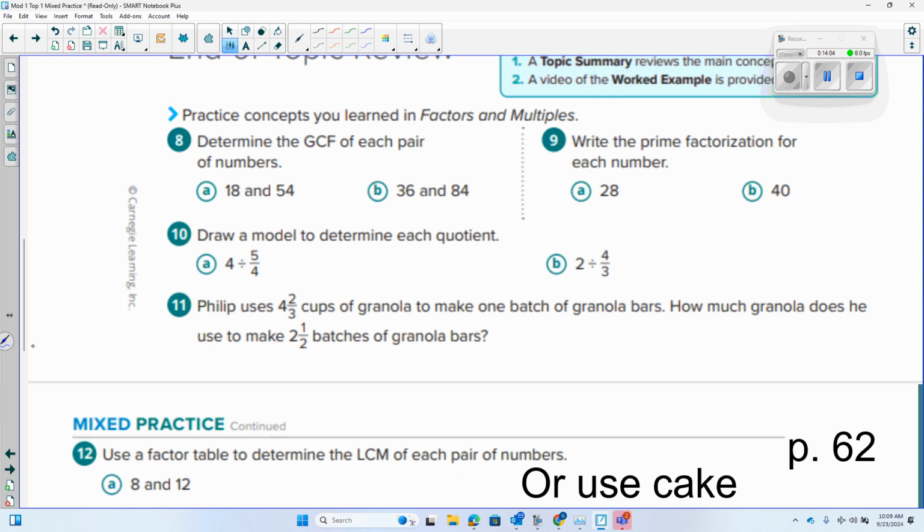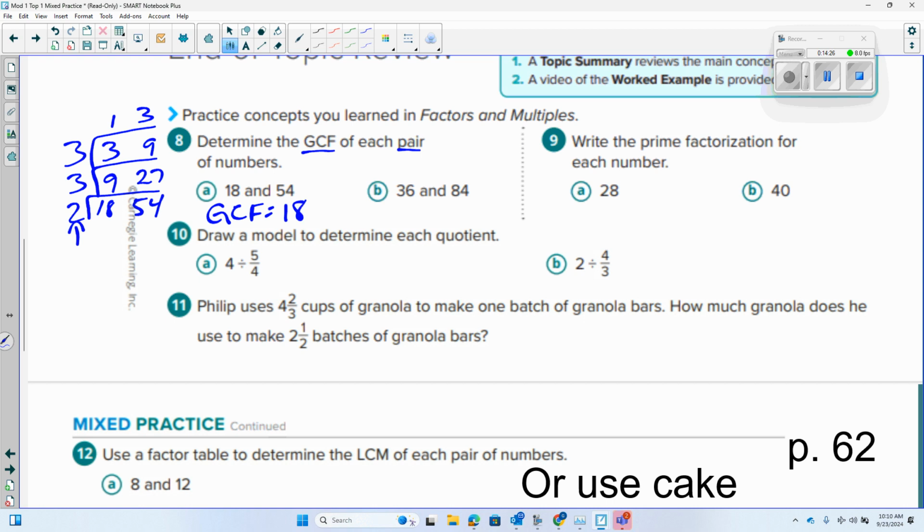So GCF of each pair, 18, 54. Divide those by 2 gives me 9 and 27. Divide those by 3 gives me 3 and 9. Divide those by 3 gives me 1 and 3. GCF is on the left. 9 times 2 gives me GCF of 18. Can you find the LCM if you needed to? Yes, I would just multiply 18 by 3 and I would get 54.